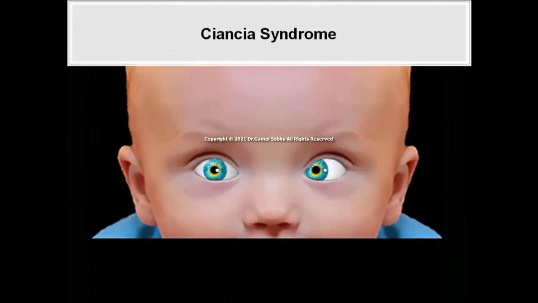The combination of infantile exotropia with latent or manifest latent nystagmus has become known as the Ciancia syndrome.